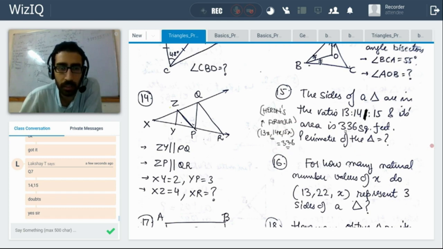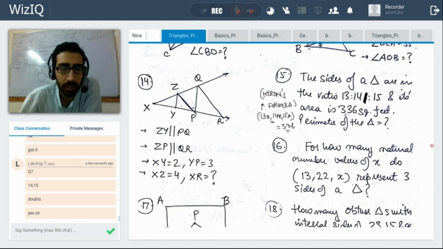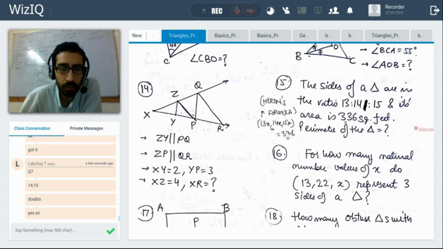Let's have a look at this question, question number 14. So what all do we know about question number 14? ZY is parallel to PQ. ZP is parallel to QR. Now we know that XY is equal to 2. XZ is equal to 4. YP is equal to 3. And you need to find XR.